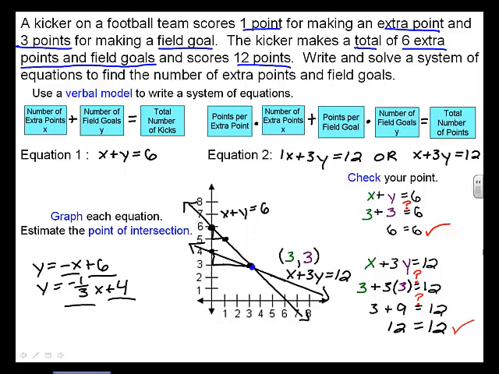So the solution is 3 extra points and 3 field goals.